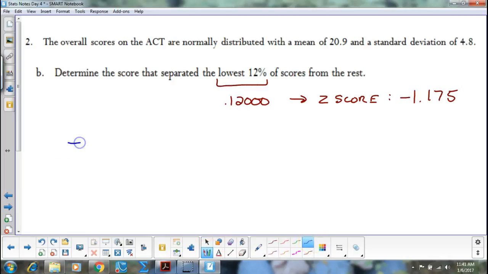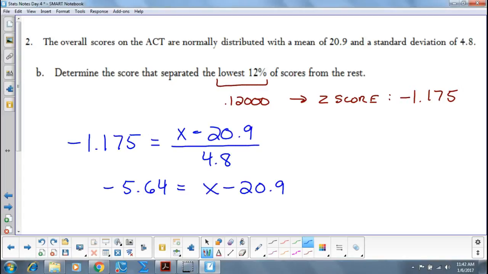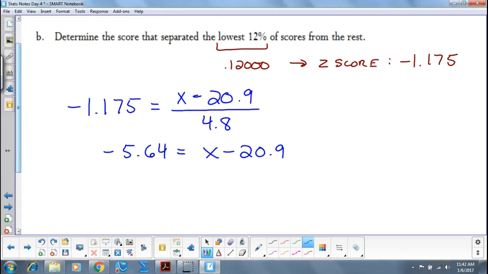Okay, so that's negative 1.175 equals x minus 20.9 all over 4.8. So negative 1.175 times 4.8 gets me negative 5.64 equals x minus 20.9, add 20.9 to that gets me 15.26.